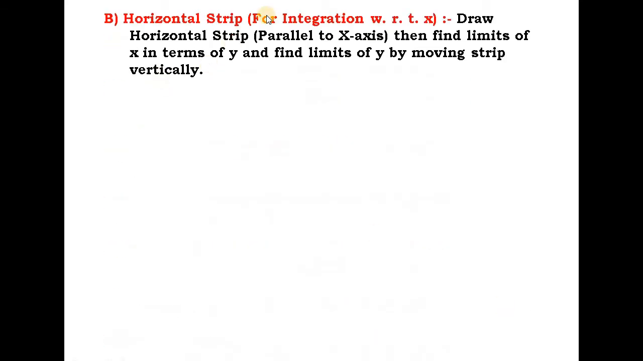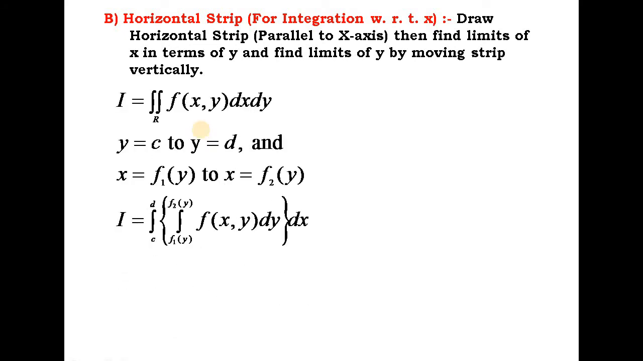Now horizontal strip. For integration with respect to x, draw horizontal strip parallel to x-axis and find limits of x in terms of y and find limits of y moving strip vertically in region R. Same here, I is the double integration f of x comma y dx dy, y equal to c and y equal to d, x equal to f1y, x equal to f2y. Then first integrate with respect to x with limit f1y to f2y and then integrate with respect to y, c to d limits.